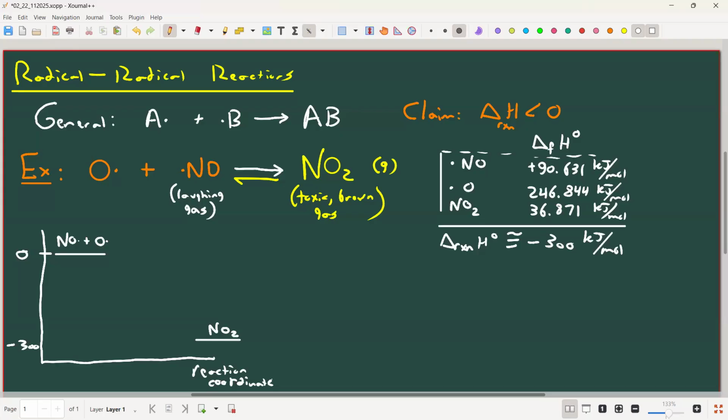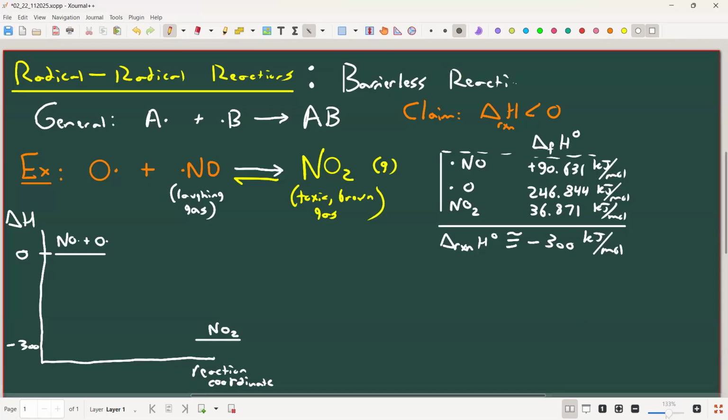And that's generally true for radical-radical reactions. These are barrierless reactions. Just to make sure, the y-axis on this graph is delta H. These are barrierless reactions, right? And that's generally true. I can't think of a radical-radical reaction that has a barrier, okay? They always come together without a barrier. So I could draw some curve that connects these two on my coordinate diagram, and it's just a downhill slope. It looks something like this.